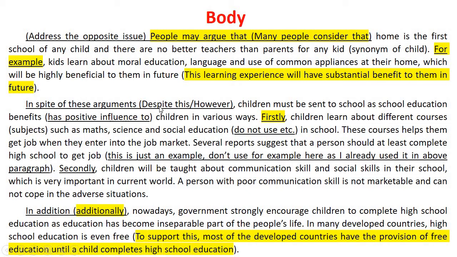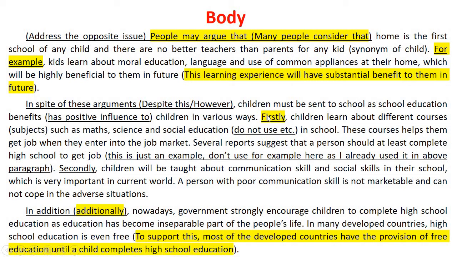So I'm using these words, in spite of, despite this, however, because in an academic essay you always have to connect the points. If you don't connect, then it might look like the idea is coming all of a sudden. But if you use these words, in spite of these arguments, or despite this, or however, then the reader will think that you have been able to connect the dots very well. So in spite of these arguments, children must be sent to school, as school education benefits or has a positive influence on children in various ways.